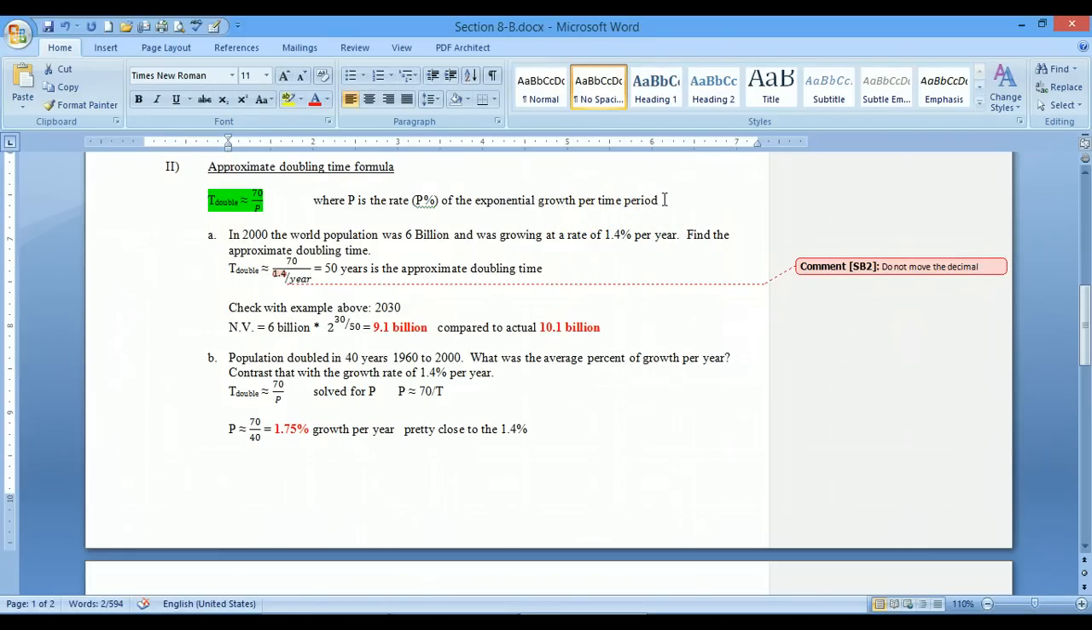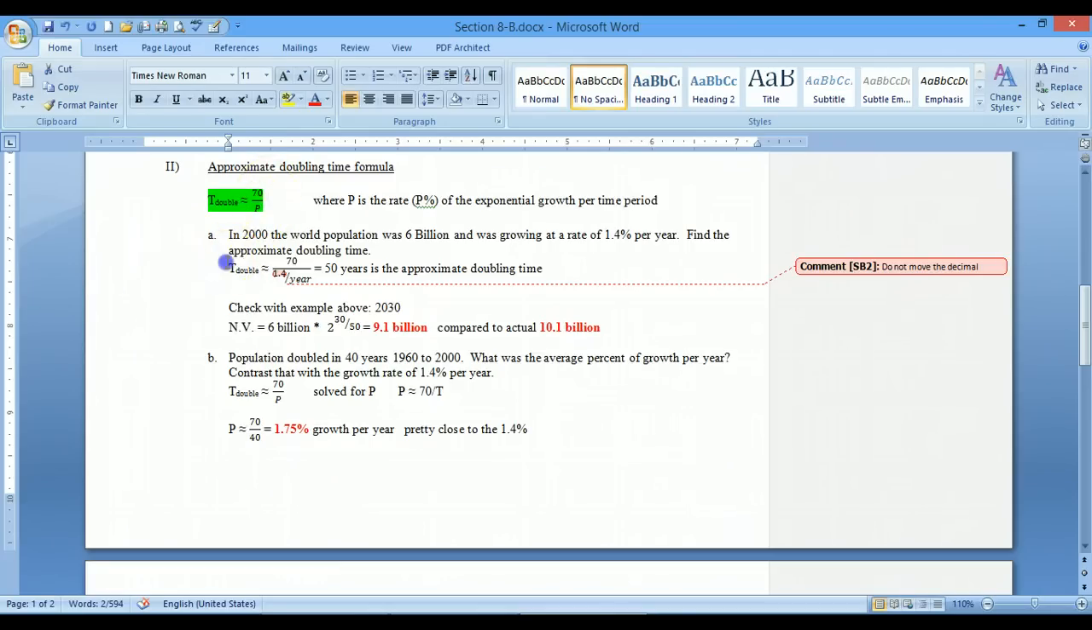A. In 2000, the world population was 6 billion, which we got from our previous problem, and was growing at a rate of 1.4% per year. Find the approximate doubling time. So we take our equation, T double is approximately equal to 70 over p.